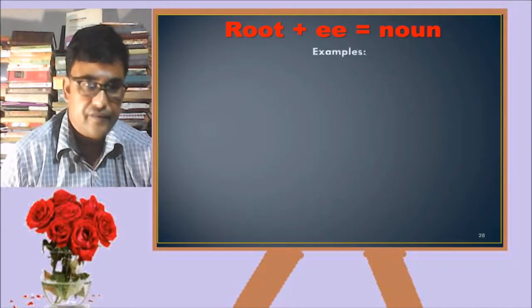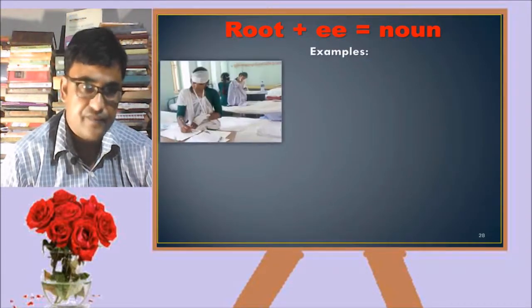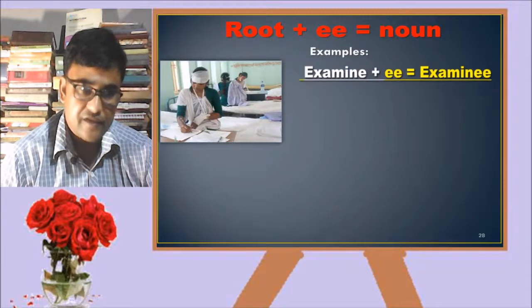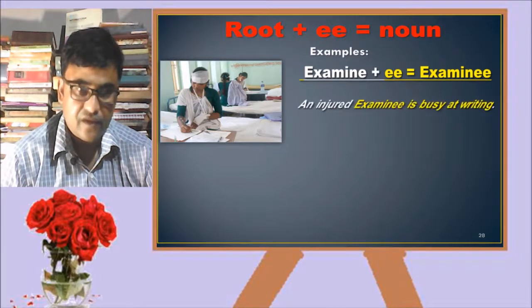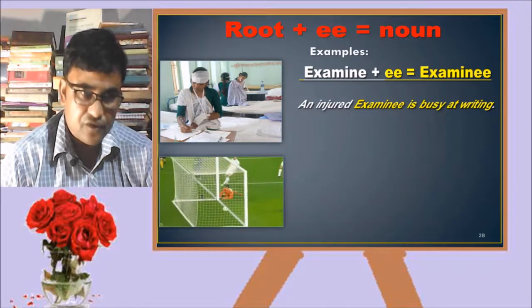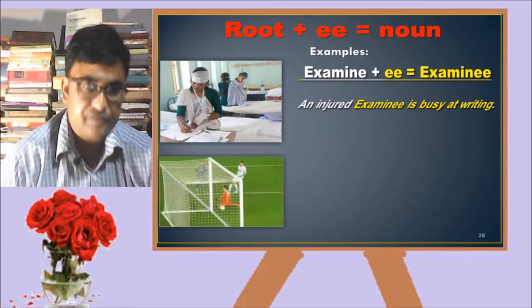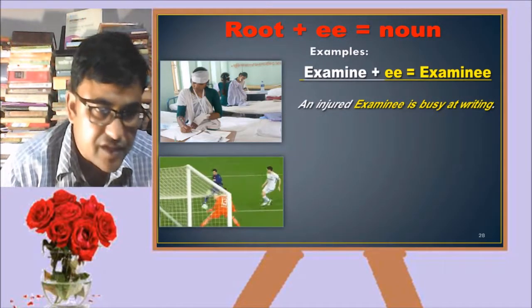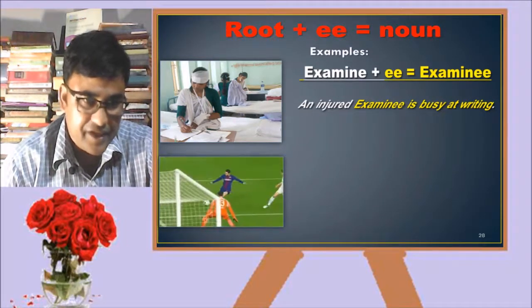Another slide. Root plus double E equal noun. Examples. Examine plus double E equal examinee. An injured examinee is busy writing. Wow, wonderful picture. Do you know him? I think you recognize him. He is Messi of Argentina. Am I right?